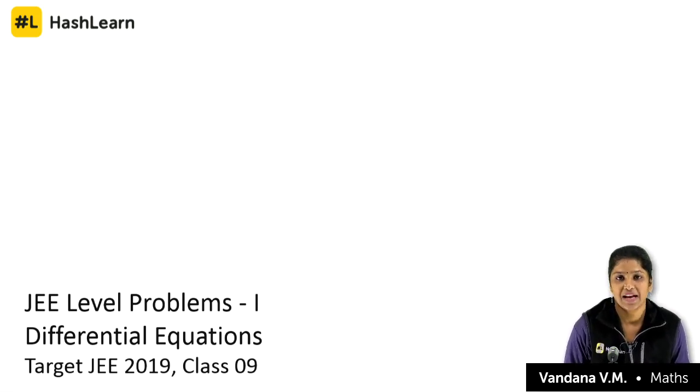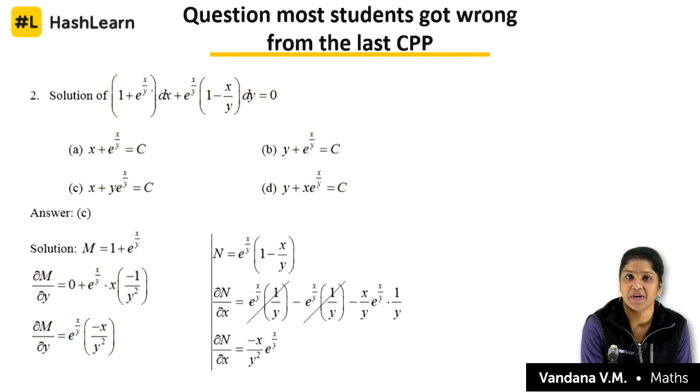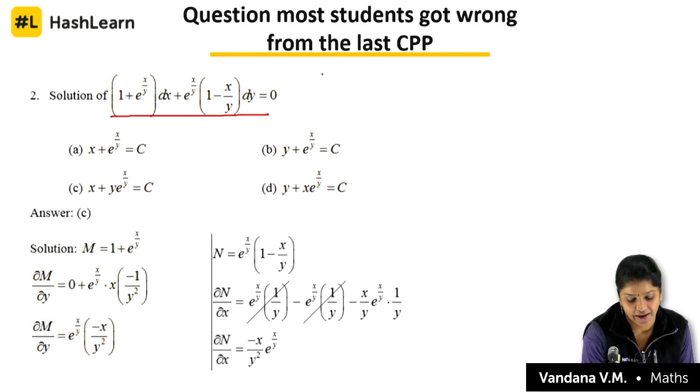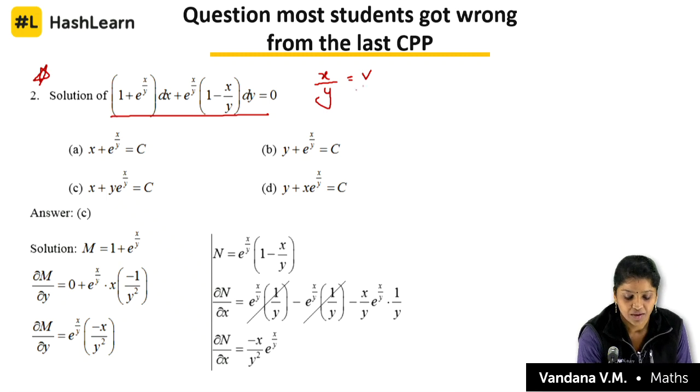Before starting the class, let us discuss the CPP question. Here goes your question. The solution of (1 + e^(x/y)) dx + e^(x/y) (1 - x/y) dy = 0. This is the given question. Usually, seeing x/y, we take x/y = v. A very important problem for our boards also. So then we take x = yv.